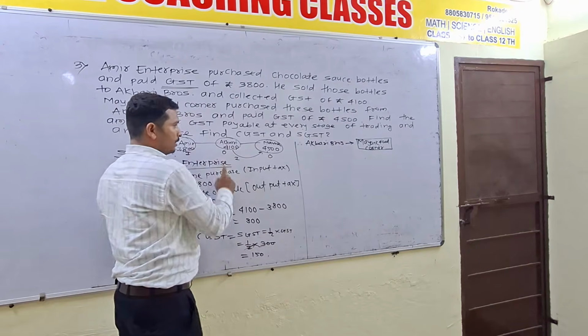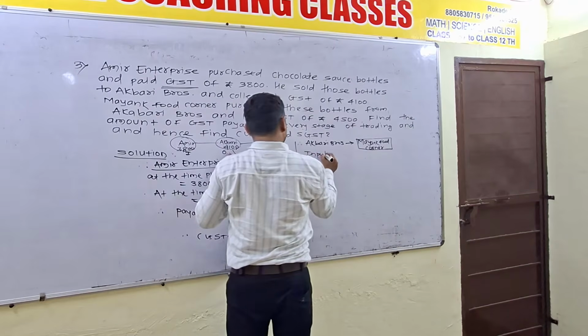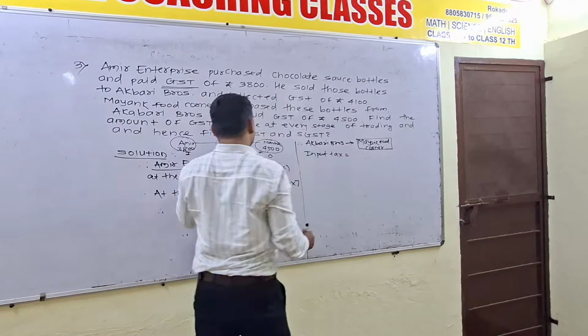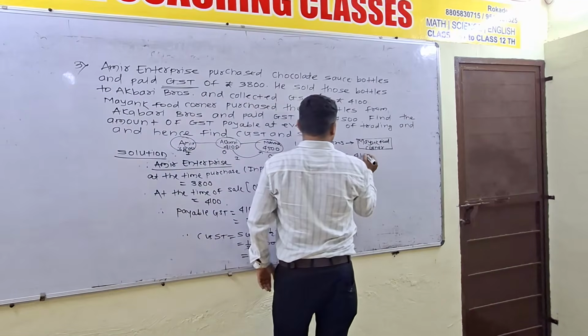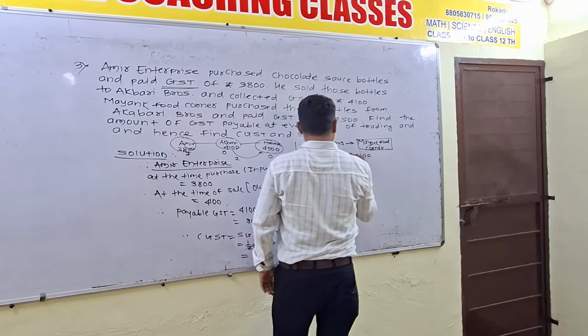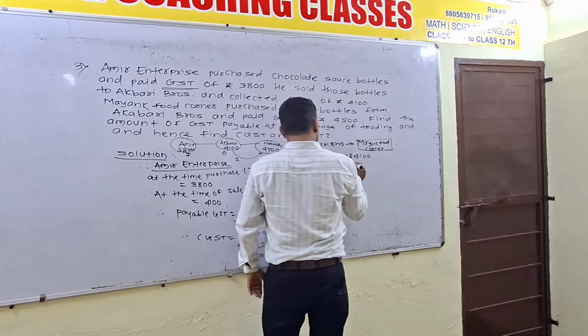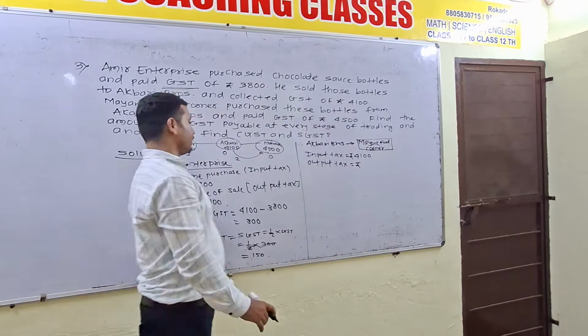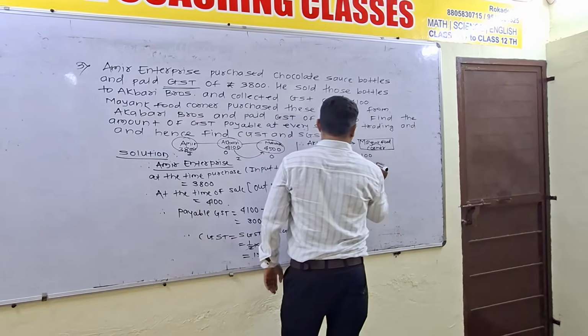So at the time of purchase, what is the input tax? Write down here again, there is an input tax. Input tax is 4,100 rupees. Next, output tax. Write down here again, output tax. You get the answer 4,500.